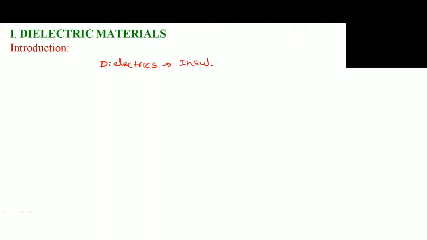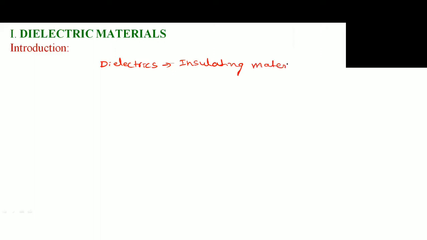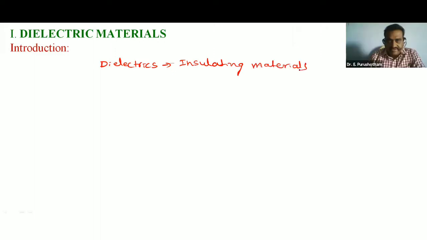So the first part, dielectric materials introduction. What is a dielectric material? Dielectrics are insulating materials. Dielectrics are insulators or insulating materials. In an insulator, there are no free electrons.